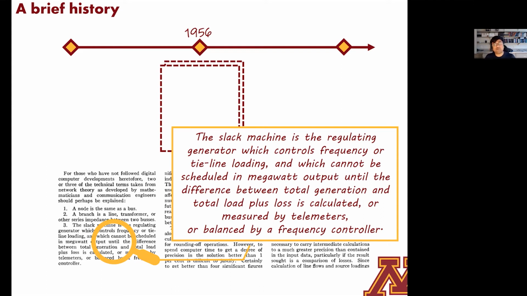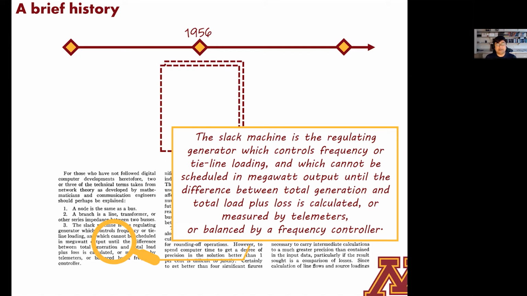And the reason for that was that it actually mirrored what happened before interconnections. So even this first attempt at formalizing the power flow problem, which appeared 10 years after the interconnections were in full swing, harkened back to a time where there were no interconnections. And here's what one of the gentlemen had to say about the slack machine, or the slack bus. He said, the slack bus is the so-called regulating generator which controls frequency or tie line loading, cannot be scheduled until the difference in generation and load plus loss is calculated, measured, or balanced by a frequency controller.